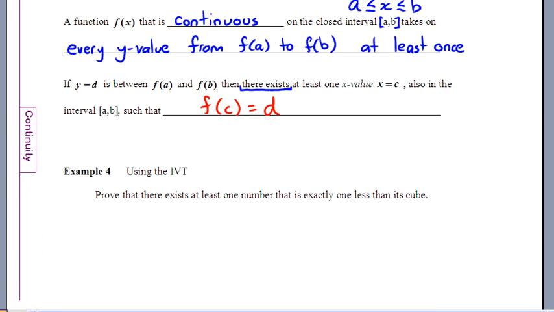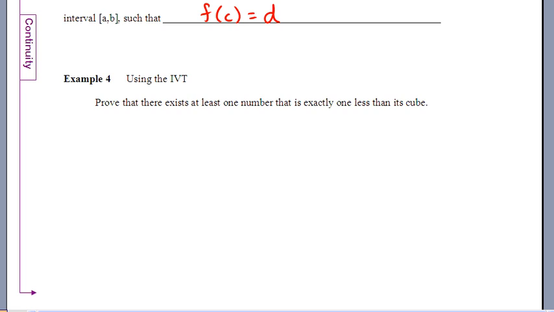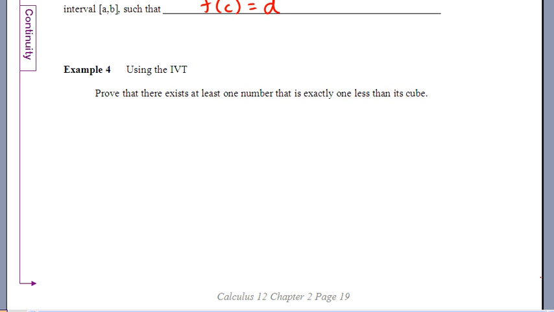So we're going to finish up with this example. These questions using theorems are a little bit weird because sometimes you won't even find answers, but you'll just say, well, I know it's there. And so this one says prove, in math court, prove that there exists at least one number that is exactly 1 less than its cube. And I'm looking at that going, what? What are you saying here? A number that is exactly 1 less than its cube. I don't even know what that's trying to say.